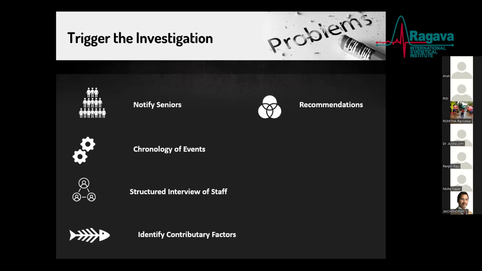List the causes of care management problems and recommend actions for preventing recurrences. After that, you submit the report to the clinicians and management, implement the actions, and monitor the progress. So this is usually the method we follow for any investigation.